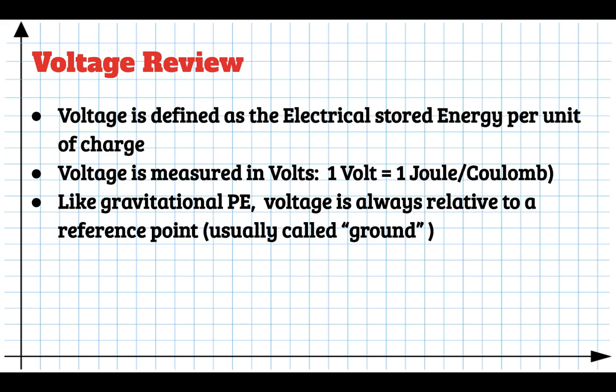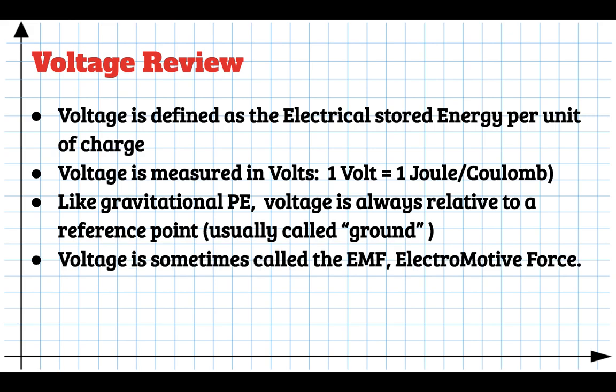And like gravitational potential energy, voltage always is relative to a point. And so in a circuit, we usually call that point ground. Just like when we're talking about potential energy of something, we'd say a ball has 10 joules of potential energy relative to the ground. So it's relative.